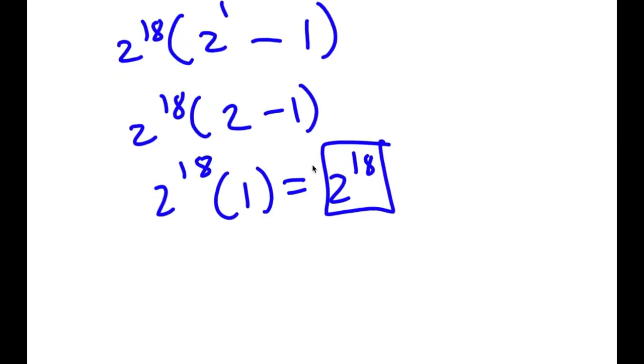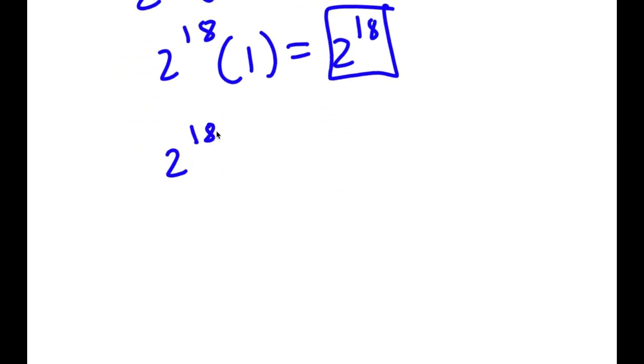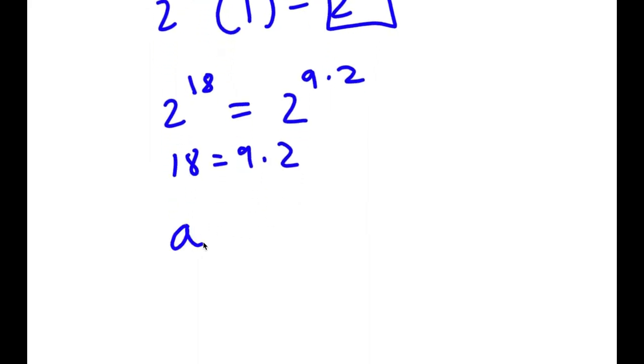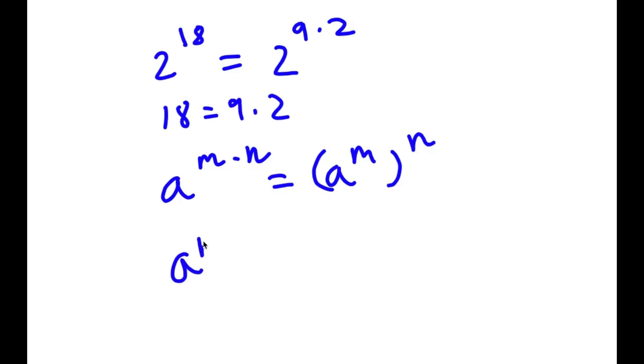Now, 2 to the power of 18 is the same thing as 2 to the power of 9 times 2, because 18 is equal to 9 times 2. And now if I have something in the form a to the power of m times n, this is equal to a to the power of m to the power of n. And the same thing goes vice versa. If I have something in the form a to the power of m to the power of n, this is equal to a to the power of m times n.